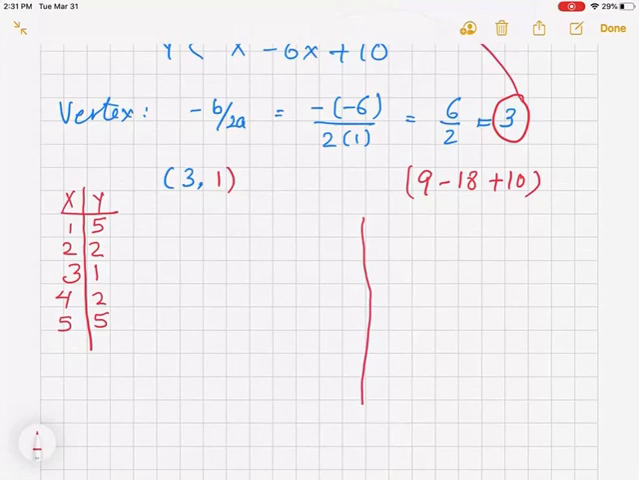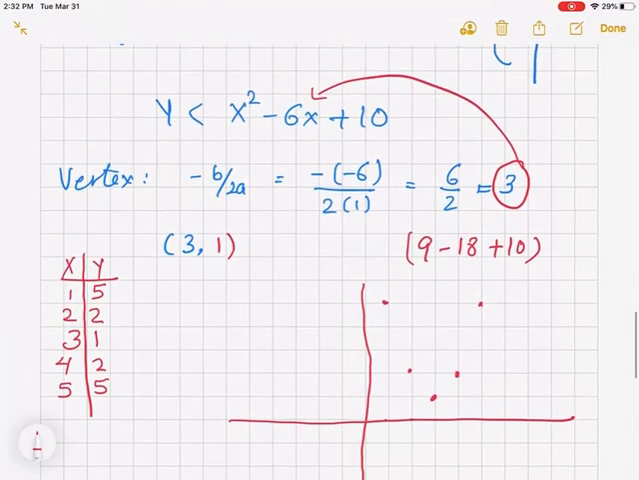Let's graph. If I graph this, the vertex is 3 and 1 here. Then I have 4 and 2, which is here. 5 and 5. This one here, here, and here. Okay, dotted or solid? You need to look at this sign. There's no line under it, which means it's going to be a dotted line. Once I'm done graphing, it's time to shade.